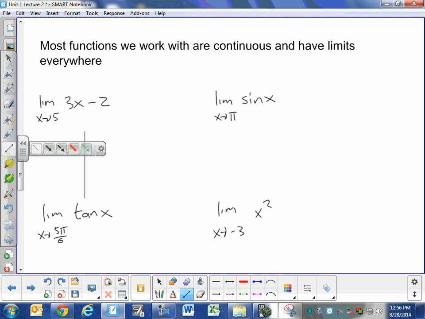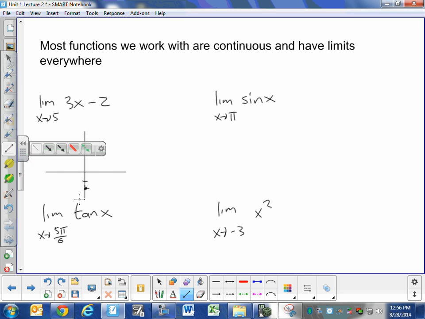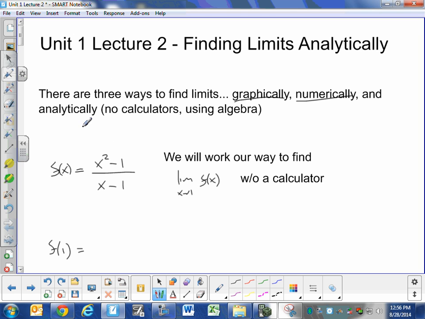If I were to sketch 3x minus 2, you'd have a y-intercept, a slope. It would look something like this. Right? There are limits everywhere on that graph. There are no holes, there are no asymptotes. It's a piece of cake.